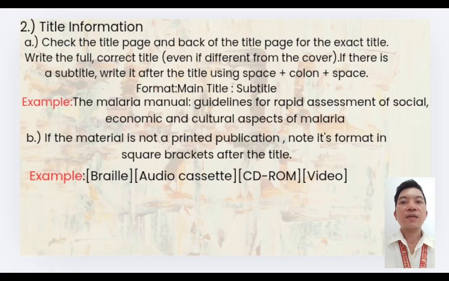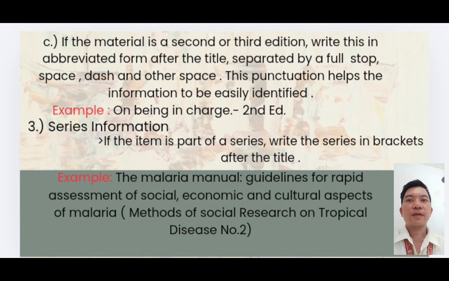Next is B. If the material is not a printed publication, note its format in square brackets after the title. Below are the given examples. Again, try to check and observe. Okay, another part of title information. Letter C: if the material is a second or third edition, write this in abbreviated form after the title, separated by a full stop, space, dash, and another space. This punctuation helps the information to be easily identified. Below are the given examples. Please try to check and observe.